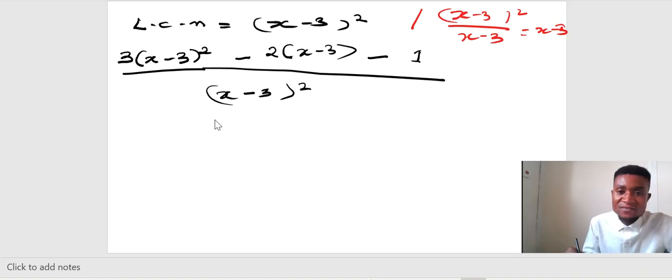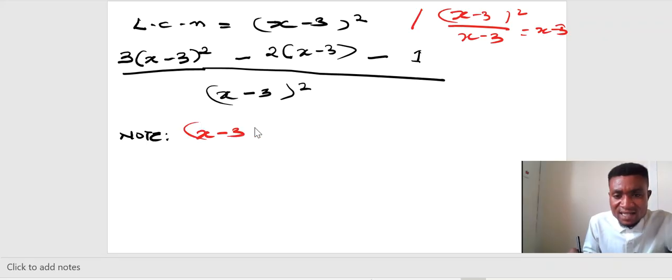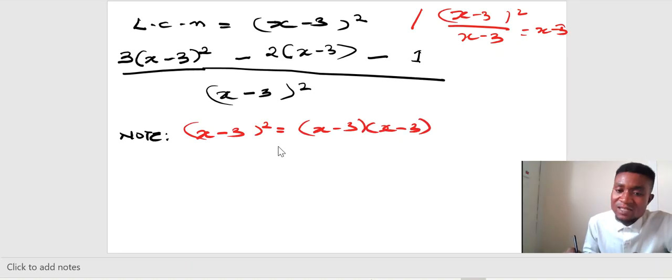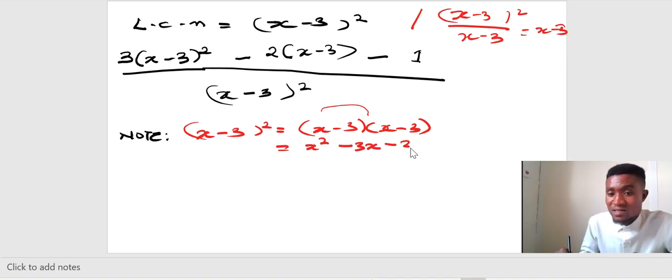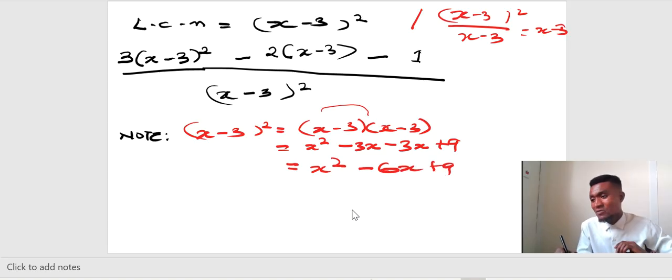So if we have it this way, now note that (x minus 3) squared is equal to x minus 3 multiplied by x minus 3, which gives x multiplied by x gives x squared, x multiplied by minus 3 gives minus 3x, minus 3 times x gives minus 3x, minus times minus gives plus, 3 times 3 gives 9. So at the end of the day, this is equal to x squared minus 6x plus 9. So this is what we have from this result.